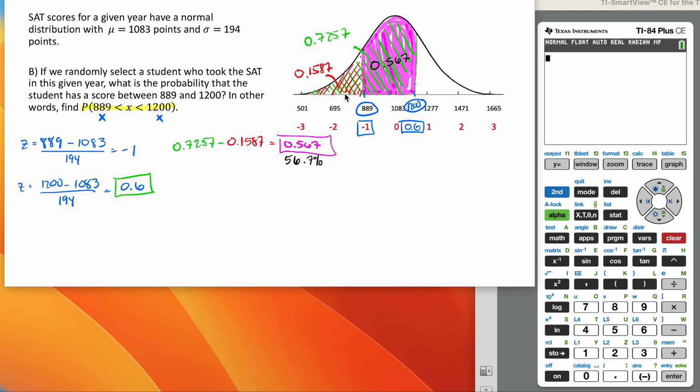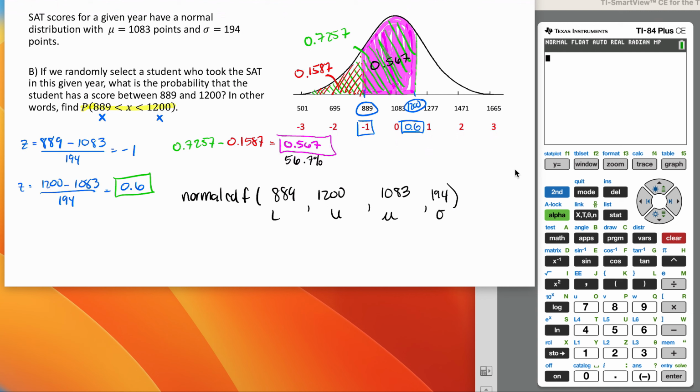Now, if you're using your graphing calculator, you're going to use the function normal CDF. And again, normal CDF is going to ask for a lower limit, an upper limit, the mean value, and the standard deviation. So here our lower limit is that 889. It's the value that bounds the lower end of that pink shaded region. The upper limit is 1200 because it bounds the upper side of that pink shaded region. And then let's put in our sample mean or population mean and population standard deviation.